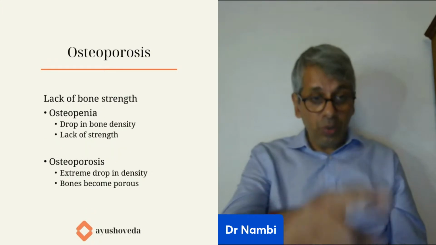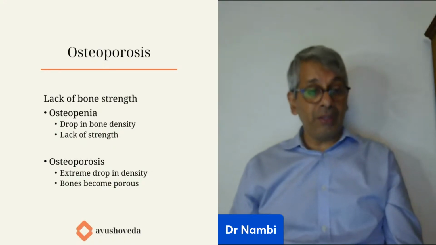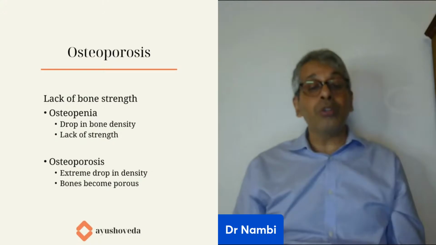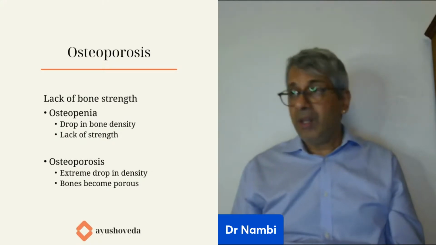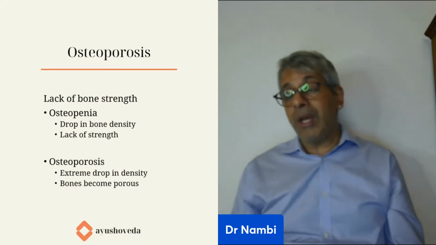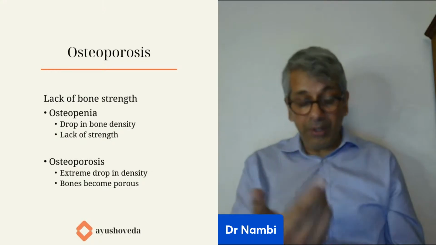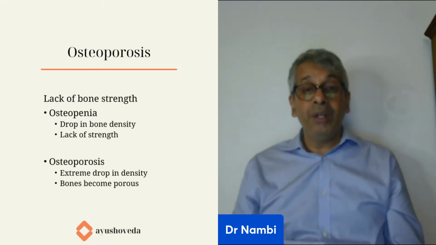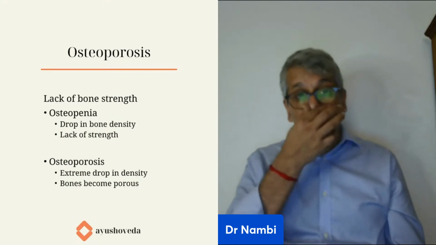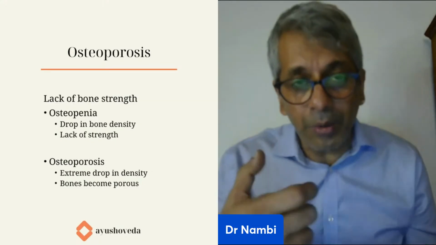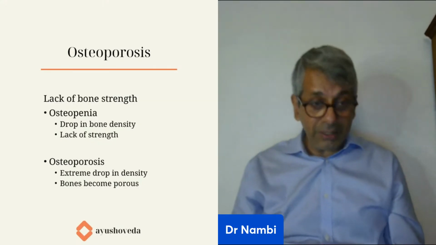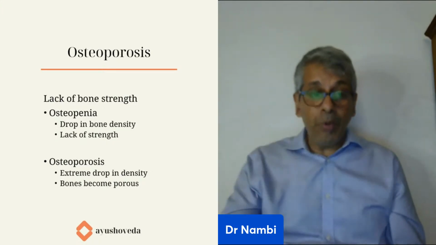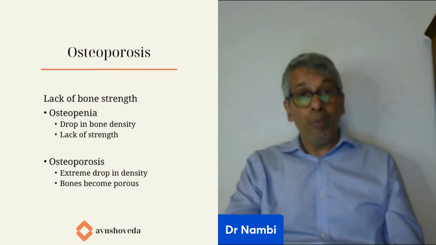Okay. So what happens? Lack of bone strength. A lack of bone strength is called osteopenia. Okay. The bone density goes down and you feel a lack of strength. You have tests where you can find out the bone mineral density, BMD they call it. You can make out how much strength your bone has. Osteoporosis is an extreme drop in density of the bone, and the bones start becoming porous.